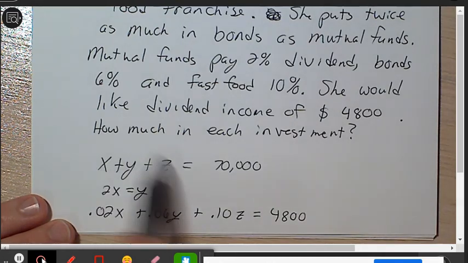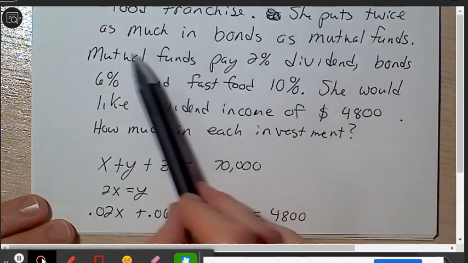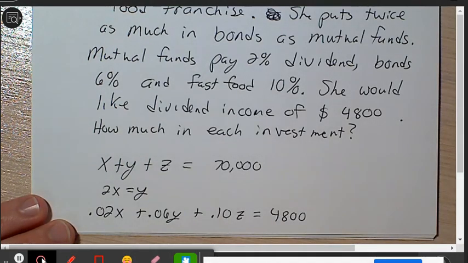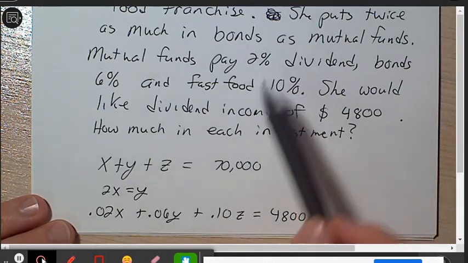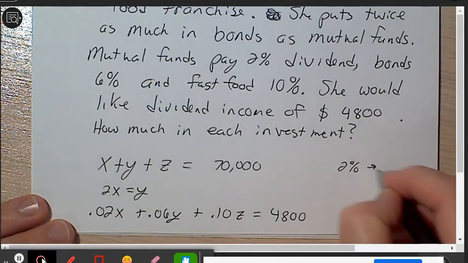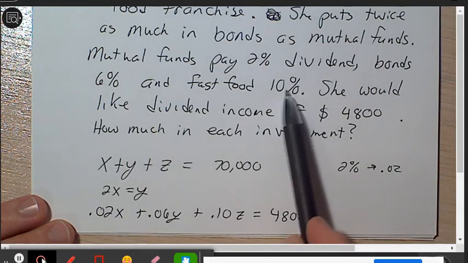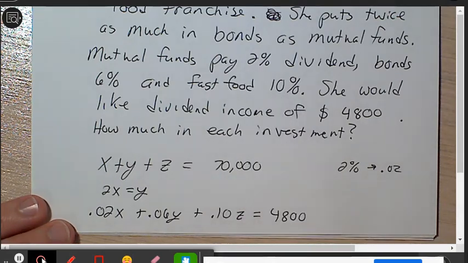Okay, so the 3 investments together are $70,000. We're going to double the amount that's in mutual funds as she has in the bonds. And then 2%, 6%, and then 10% for those. Remember when you're doing those percentages, you just have to move the decimal 2 places to the left. So 2% is going to be 0.02. That's where we're getting these numbers from. Whatever the percentage is, move the decimal over 2 places, and that's going to be the values that we have there.